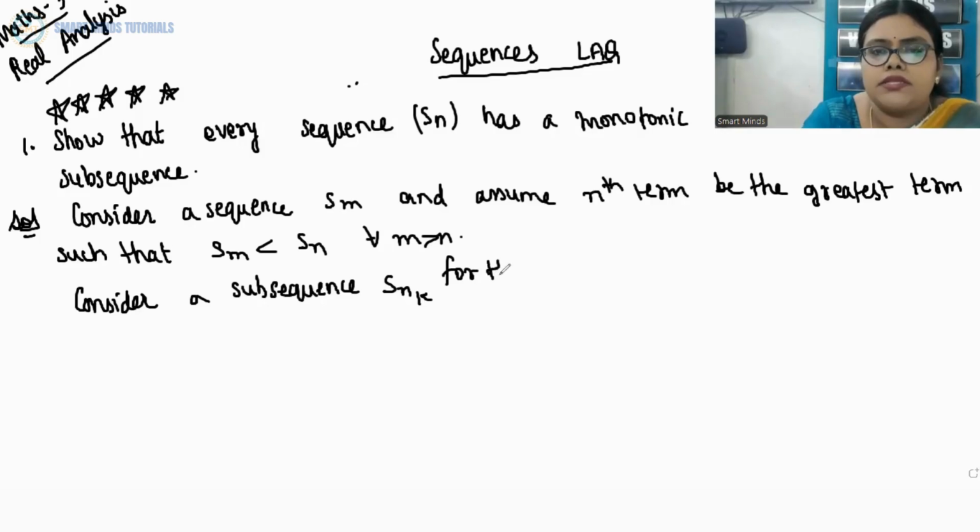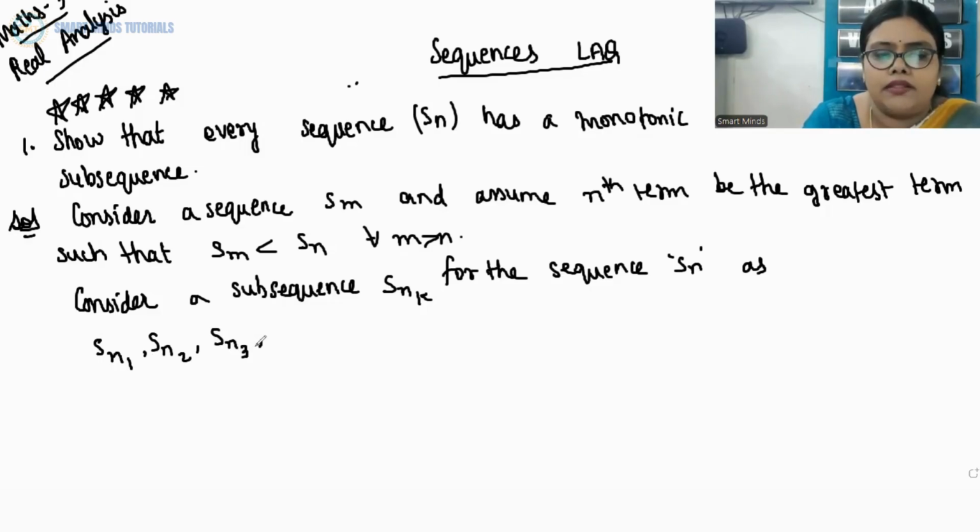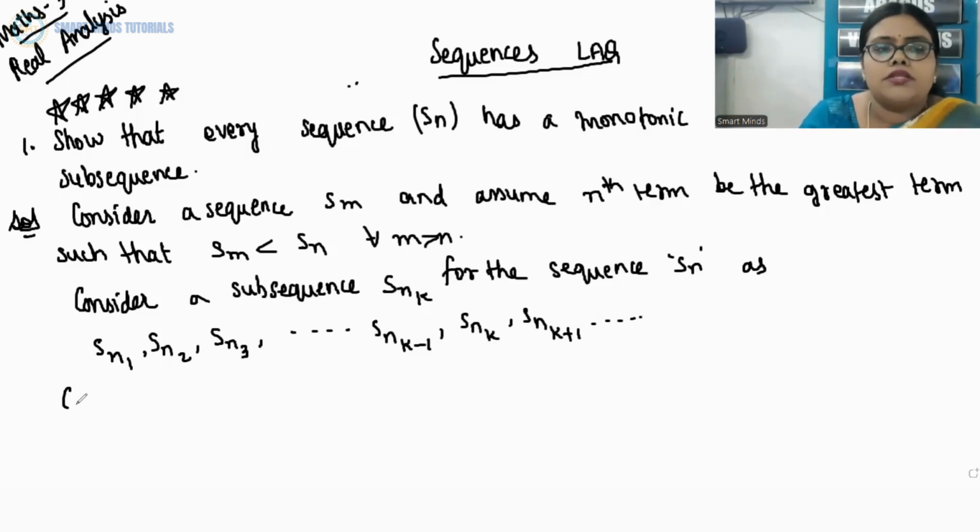For the sequence Sn as Sn1, Sn2, Sn3, so on up to Snk minus 1, Snk, Snk plus 1, so on. Okay. So here we get two cases.